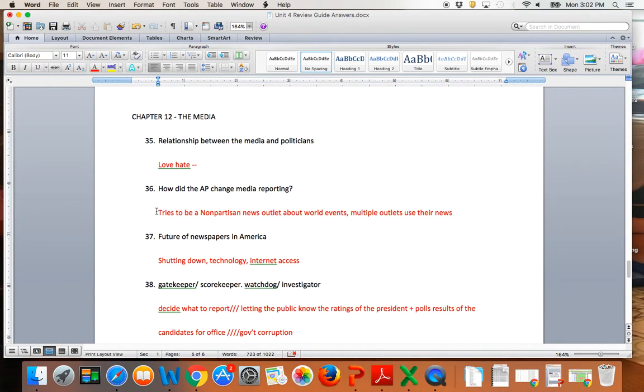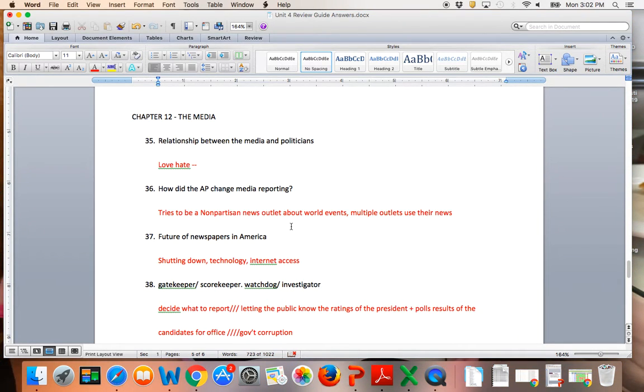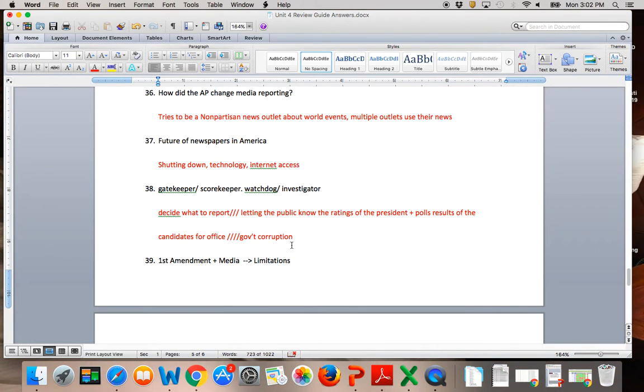Last section here. Again, the media has a love-hate relationship with politicians. They enjoy the news coverage if it's positive, hate it if it's negative. The AP, or the Associated Press, has changed some things in a way where they're trying to be nonpartisan. They put out media reports and world events, and multiple media outlets use those and put them in their news outlets. Newspapers obviously are shutting down because of technology and internet access for most.